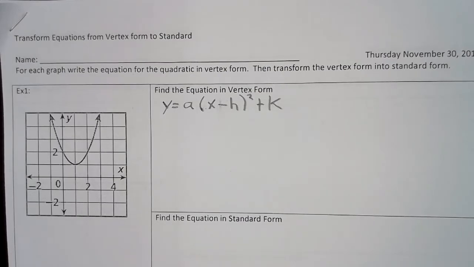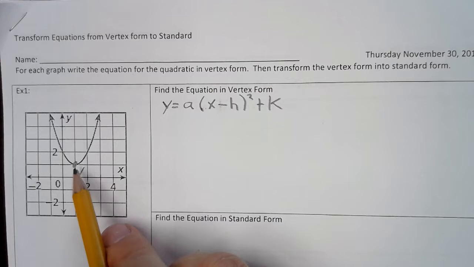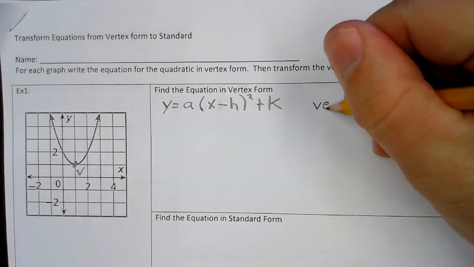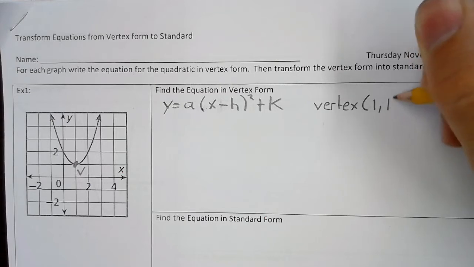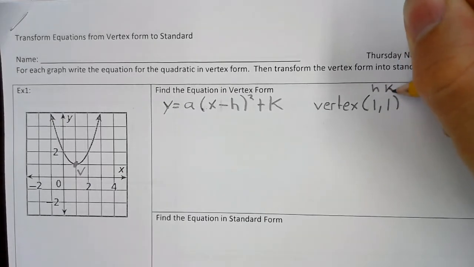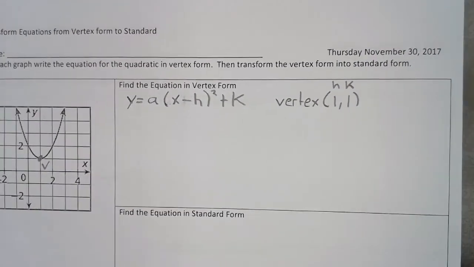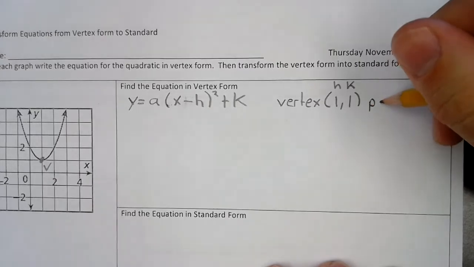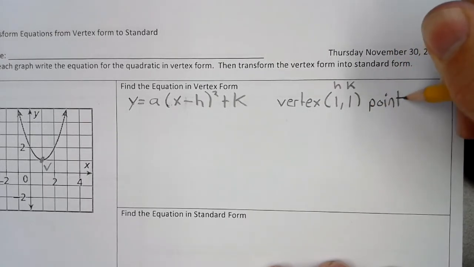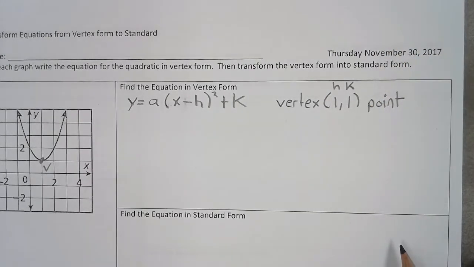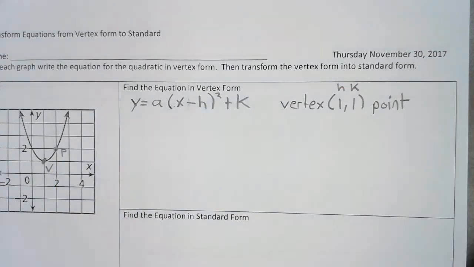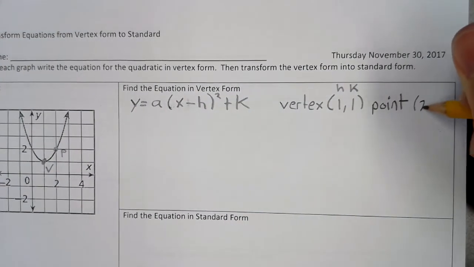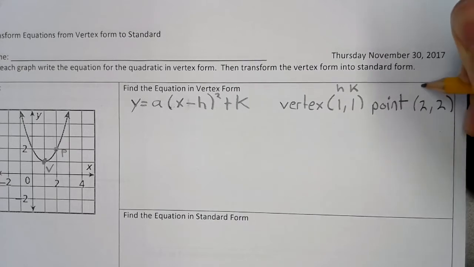All right, so we need to identify the vertex, which is here. This is the vertex, so that's (1, 1), which is h, k. And then we need a point. In this case, it looks like we can use this point right here. That's our point, and I think that looks like (2, 2). And that's x, y.